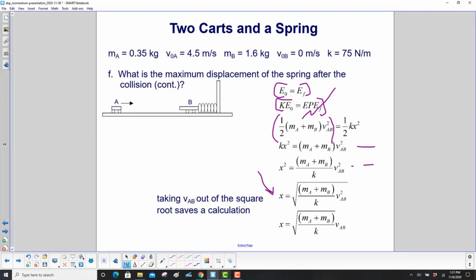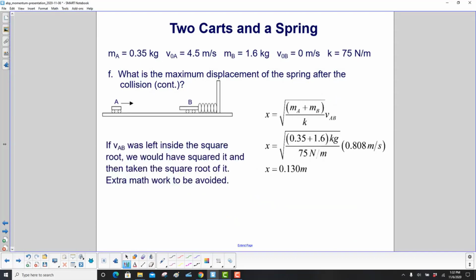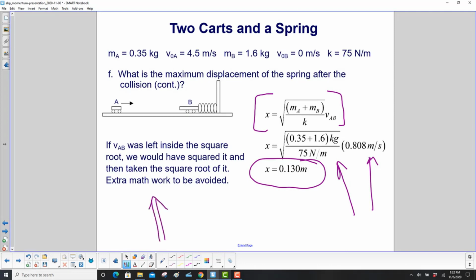And since we have v_AB squared inside the square root, we're going to take it outside, right? Square root of v squared is just v. So that'll save us a calculation. We won't have to square it and then wind up taking the square root anyway. So here's our algebraic expression, which again, that's what you solve first before you put any numbers into the problem. Substitute in our variables, and this is what we found earlier, velocity of the two blocks right before they started pushing on the spring, and we get a displacement of 0.130 meters. And just reminding you again here, take the v_AB squared out of the square root. Makes it a more elegant solution anyway.